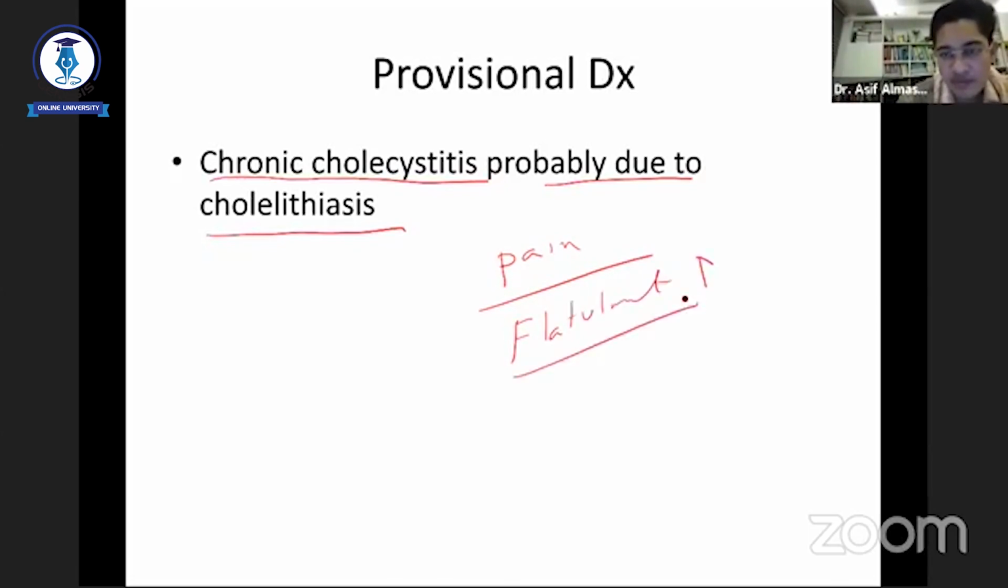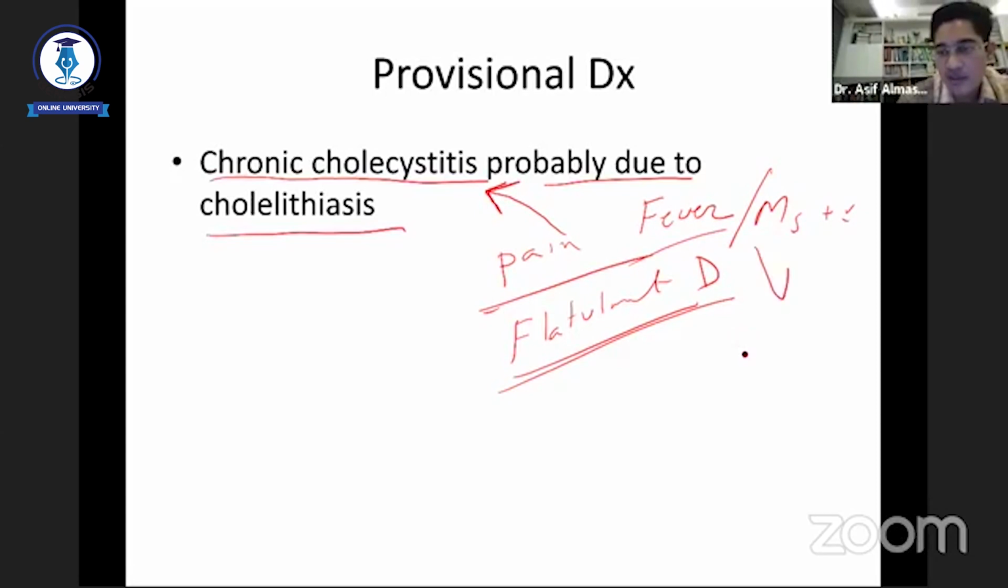Flatulent dyspepsia, right? So these are important features which are suggestive of chronic cholecystitis. Certainly, if the patient is still having fever and Murphy's sign is positive, then you can definitely confidently say that this is a case of acute cholecystitis.